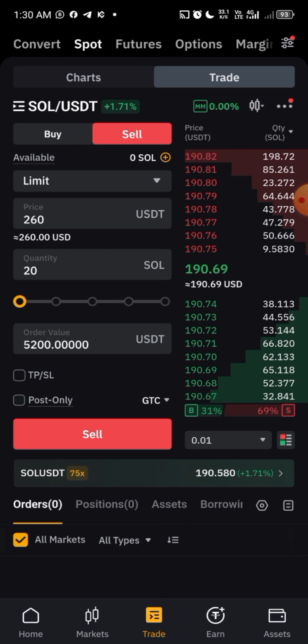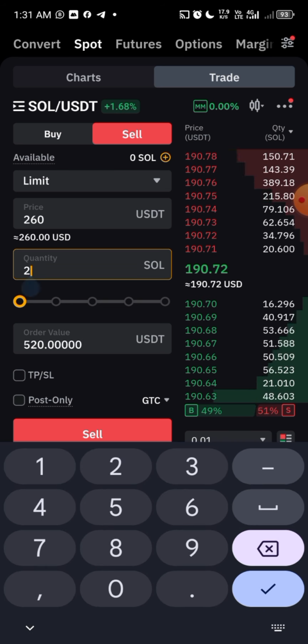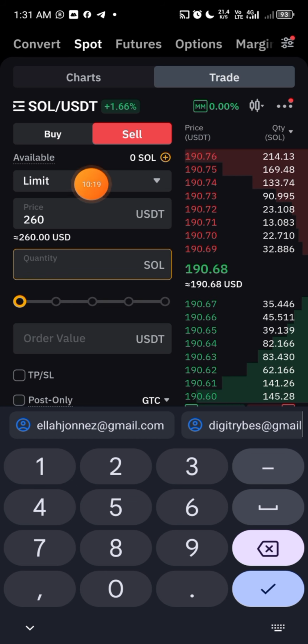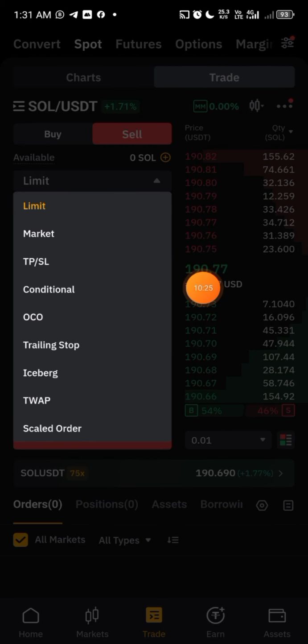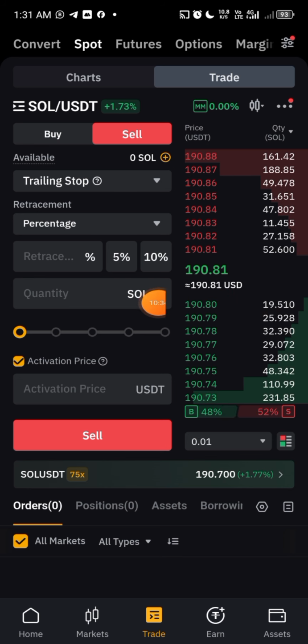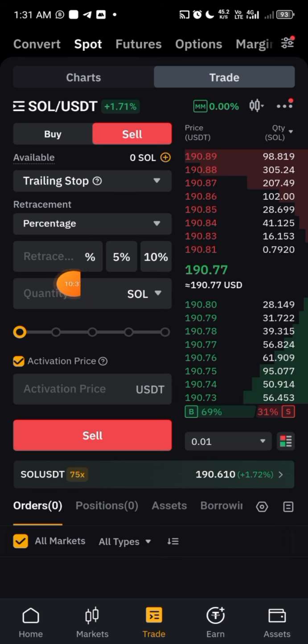You've bought your coin. Now, you don't want to sell all, or you don't want to sell at 134, which is the first take profit. What you do, instead of using this limit order, is change it from limit order to trailing stop. When you put it at trailing stop, you can now see the percentage here: retracement 5%. There is no percentage in this place. This is 5% and this is 10%.